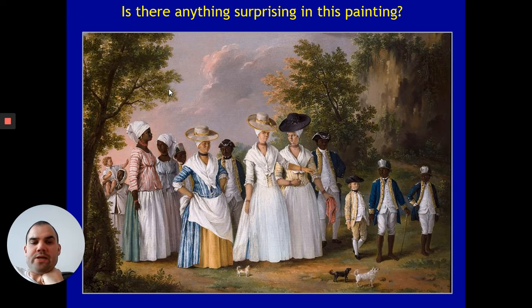Now, there's a couple of things in this painting though which are a little bit surprising, and one of the biggest ones is this woman in the middle here. Now, just have a think for a sec. Does anything stand out for her compared to the other people around her for you?